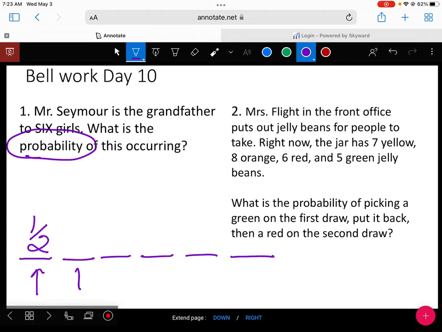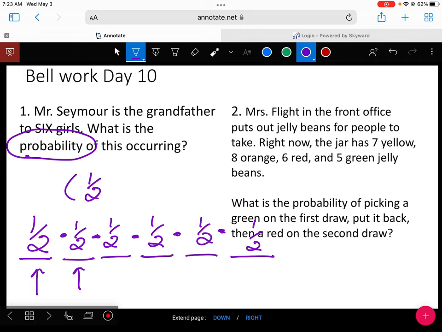All right, how about the second grandchild? What's the probability of that being a girl? 1 out of 2. And the third? 1 out of 2. And we see a pattern. And what are we doing with all these 1 out of 2 probabilities? We're going to multiply. And if you put this on your calculator, when you have the same factor of 1/2 multiplied by itself 6 times, you could say that's 1/2 to the 6th power.